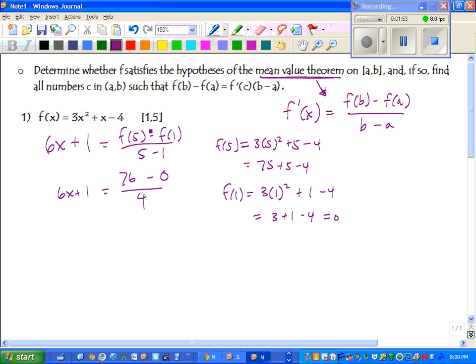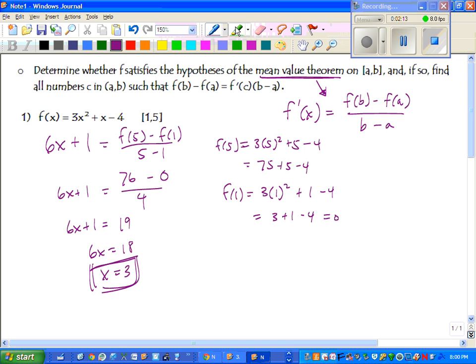So now we're just trying to solve for x. We're trying to find that point in between 1 and 5 where the instantaneous rate of change equals the average rate of change. So 6x plus 1 has to equal 19. Subtract 1 from both sides. Divide both sides by 6, and x equals 3.